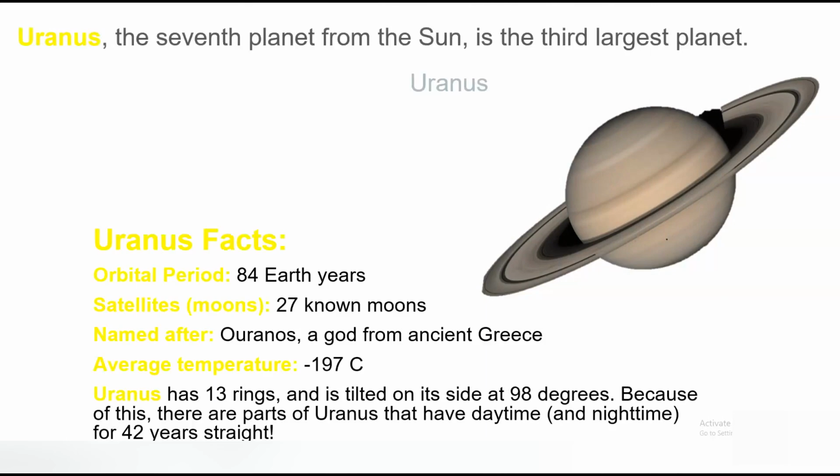Uranus, the 7th planet from the Sun, is the 3rd largest planet. For one orbit, it takes 84 Earth years. Average temperature, negative 197 degrees centigrade. It has 13 rings and is tilted on its side at 98 degrees. Because of this, there are parts of Uranus that have daytime and nighttime for 42 years in a row.